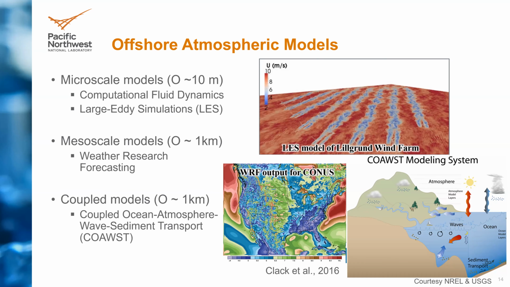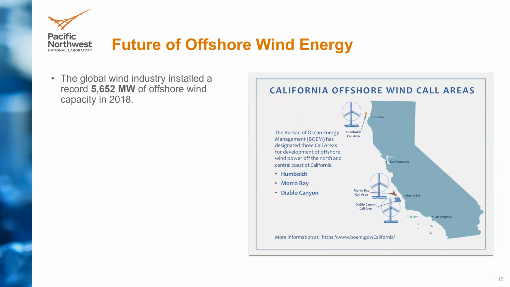processes right now. So what's the future? Although the US is lagging a little bit behind, the global wind industry installed about 5,000 plus megawatts of offshore wind capacity in 2018. So there's a lot of catching up to do. And California is definitely a sweet spot. You can see the BOEM leased areas currently in Diablo Canyon, Morro Bay, and Humboldt. And these are primed right now for development.